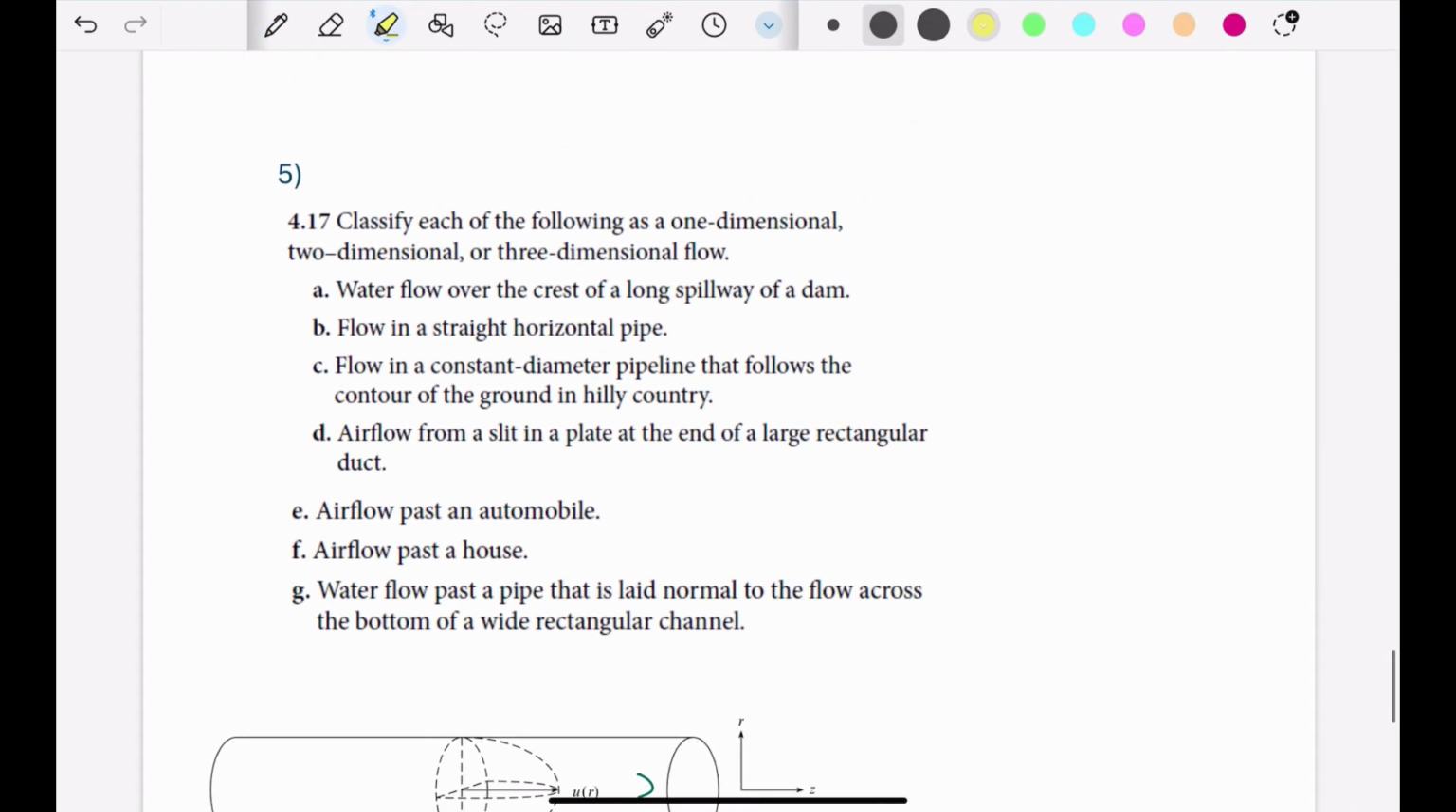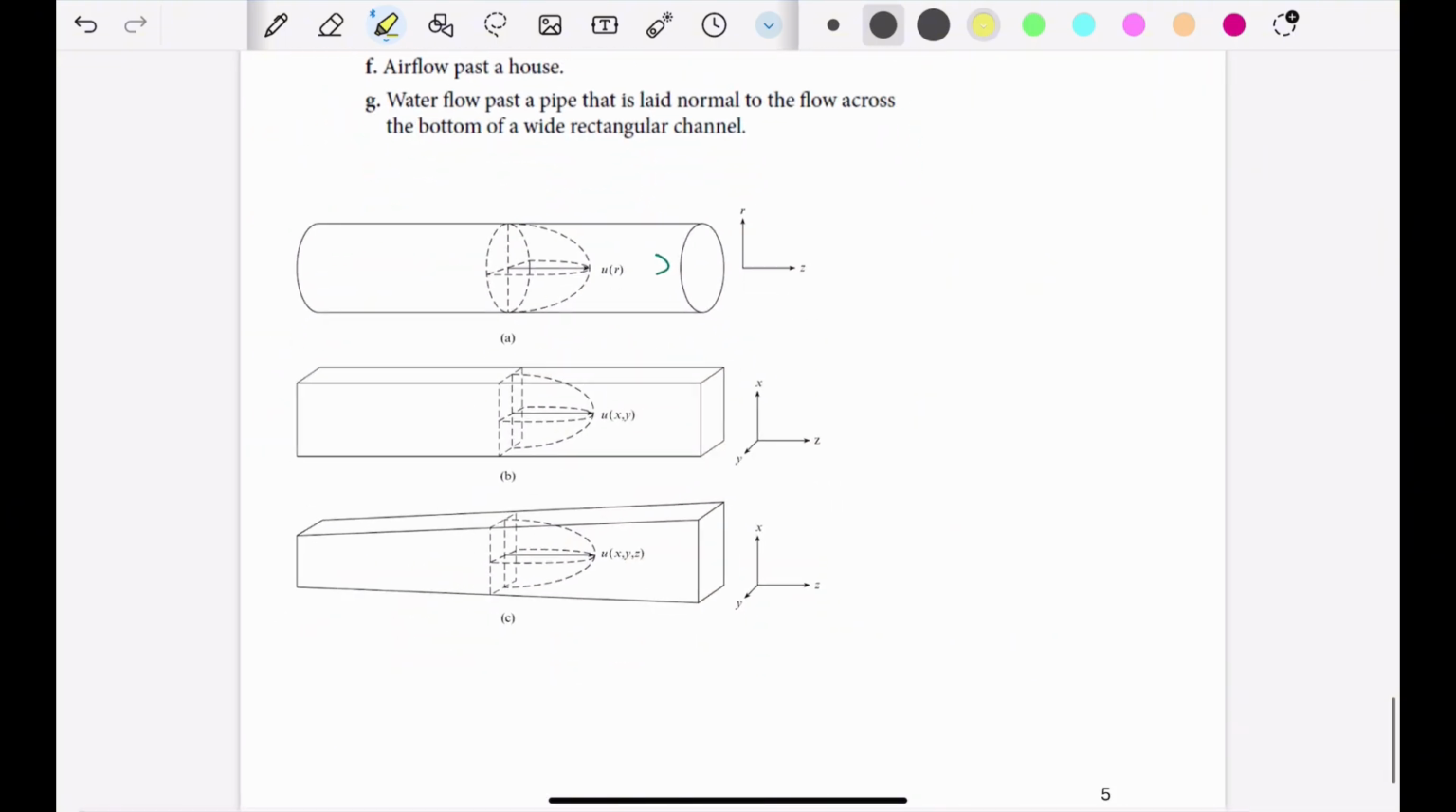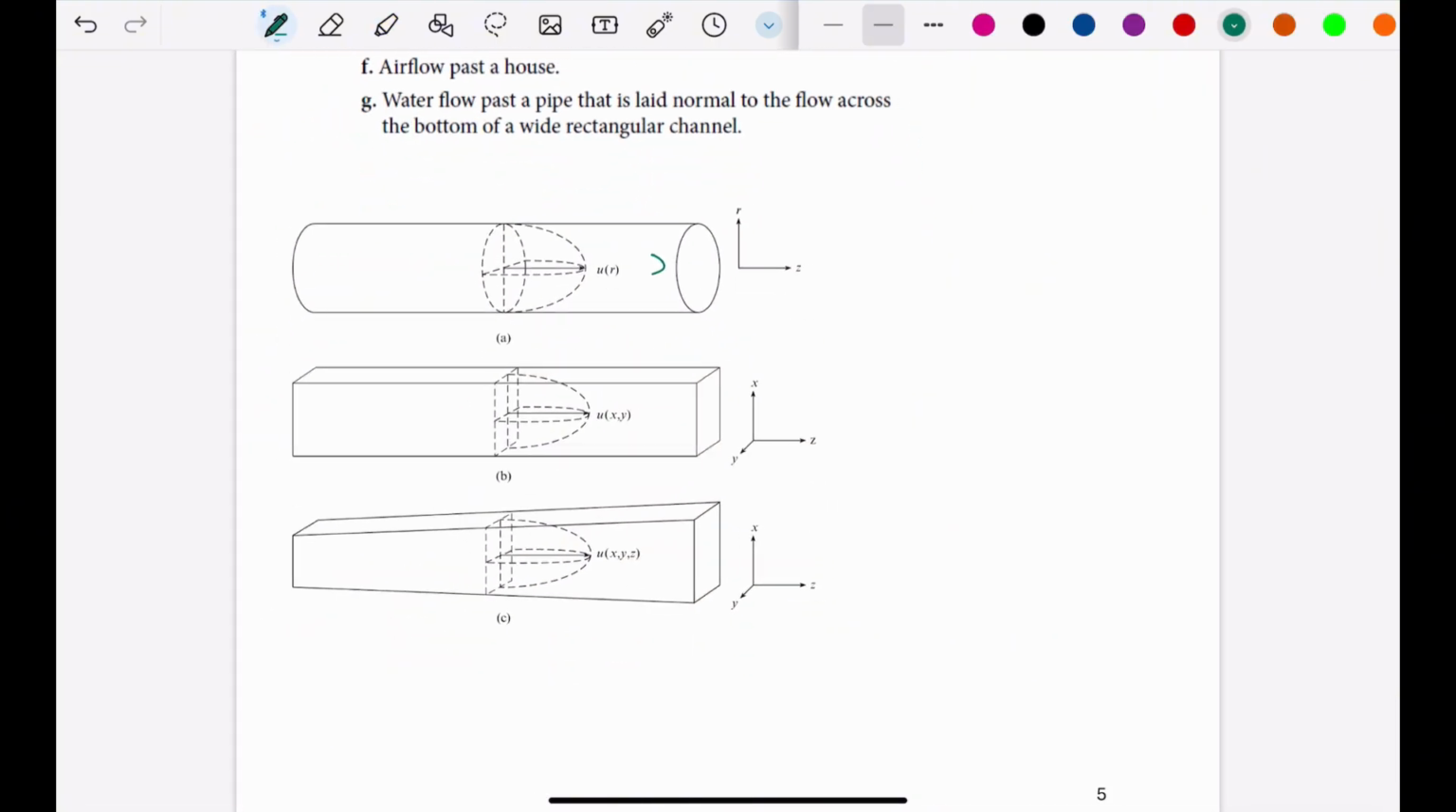Okay, we are finishing the recitation with this last question, 4.17. Here we need to classify each of the following as one-dimensional, two-dimensional, or three-dimensional flow. And here we have three different figures, and these are coming from your textbooks. So this represents 1D, this is 2D, and this is 3D. Let me explain what these dimensions mean briefly. So when we have 1D, the velocity depends on only one spatial dimension, namely the radius r. So we have r. So it's just following this streamline.